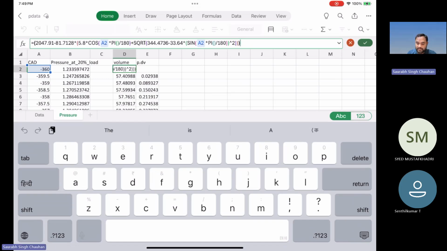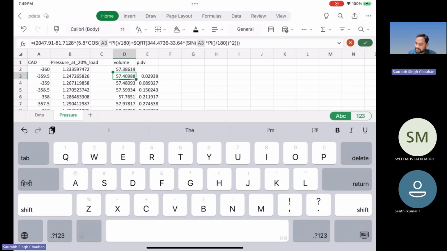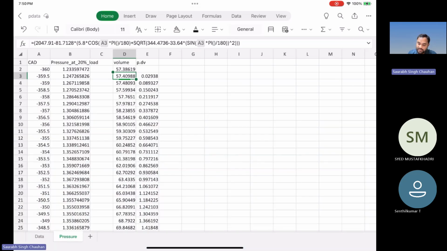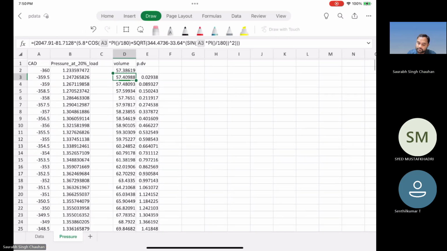I have simply written down the same formula for volume, and you get the volume values for all corresponding theta. So you have volume in cc.